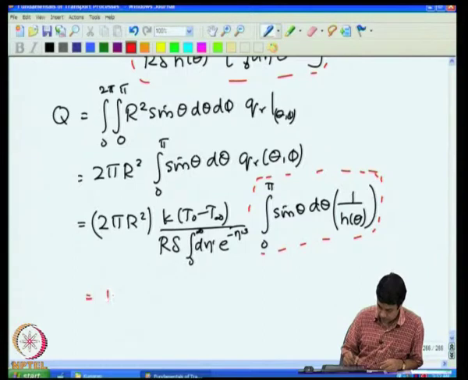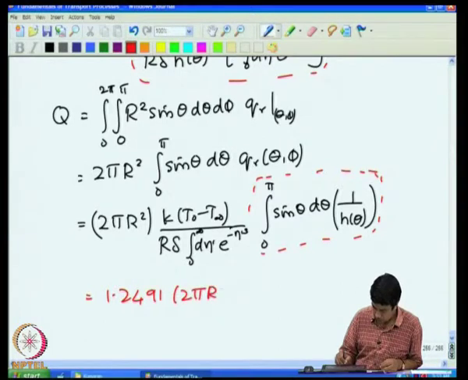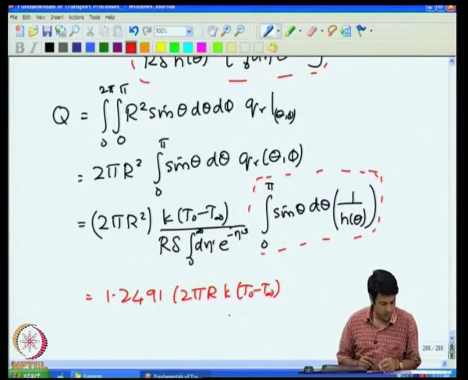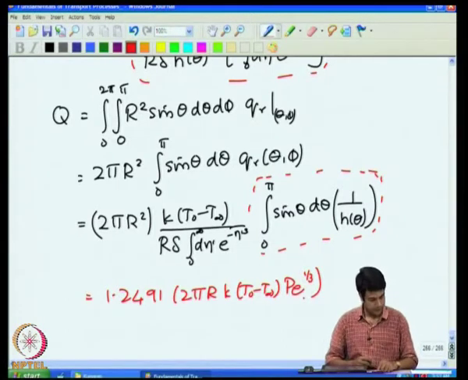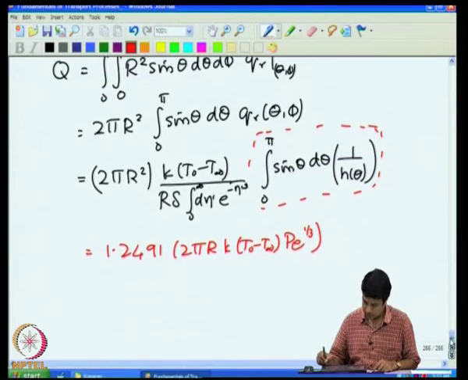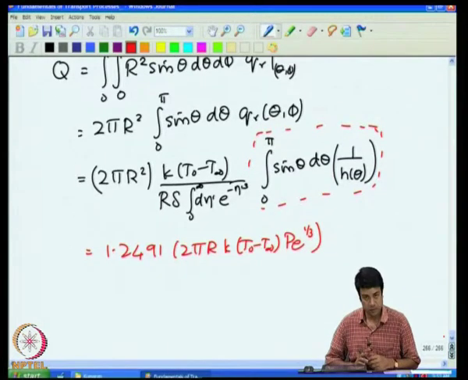this is equal to 1.2491 into 2 pi R k T naught minus T infinity divided by delta. Delta is actually Pe power 1/3. Okay. So, this is equal to Pe power 1/3. Okay. And so, this gives me the total heat that is coming out of the sphere per unit time.